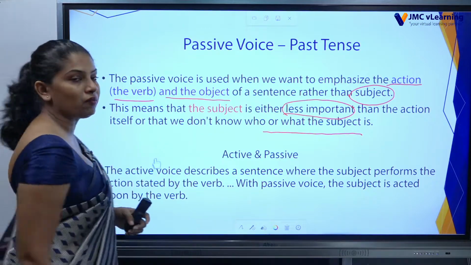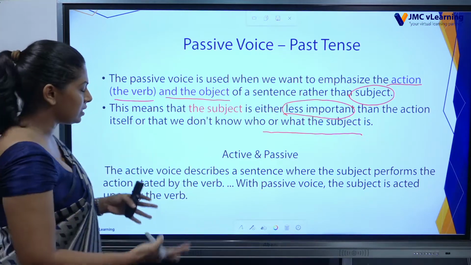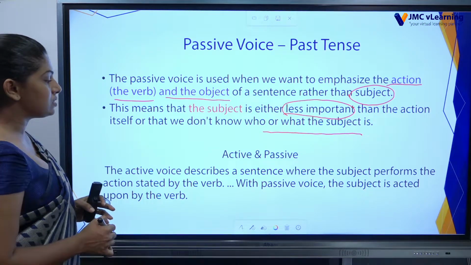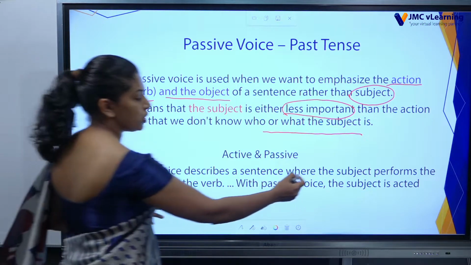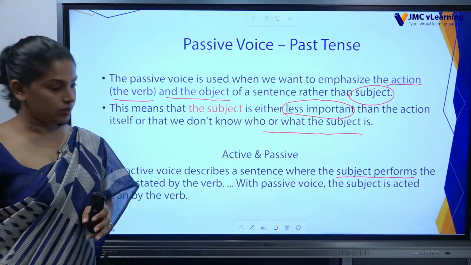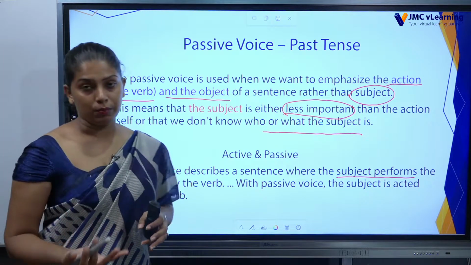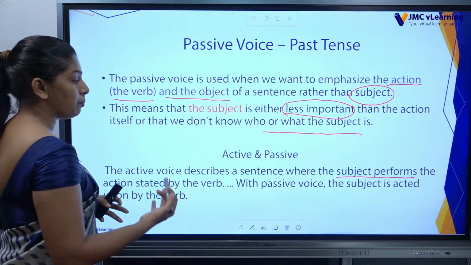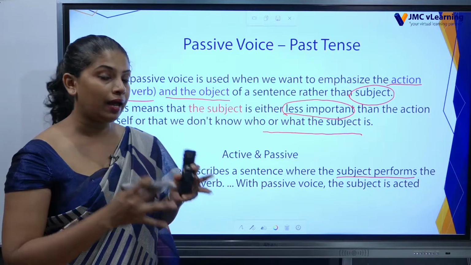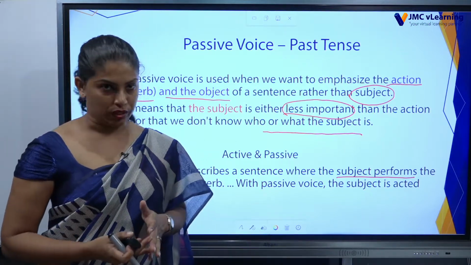Okay, now we'll see what is the difference between active voice and passive voice. We have already discussed it. Let's make it a summary. The active voice describes a sentence where the subject performs the action stated by the verb. With passive voice, the subject is acted upon by the verb. There we give the main place to the object, and then the verb, and only then do we discuss the subject.